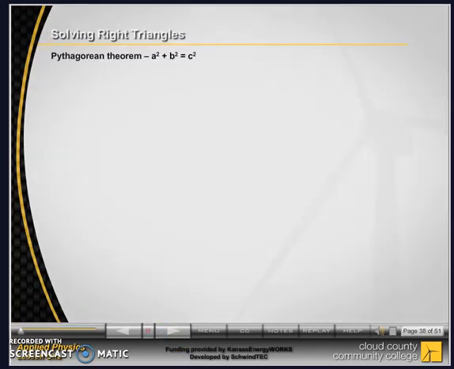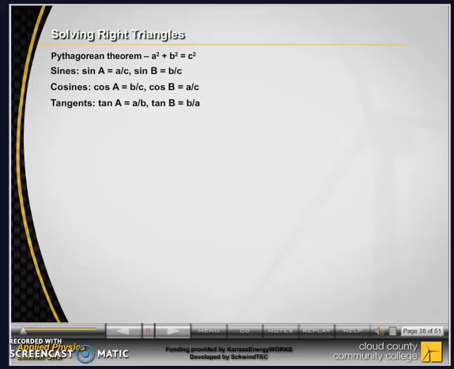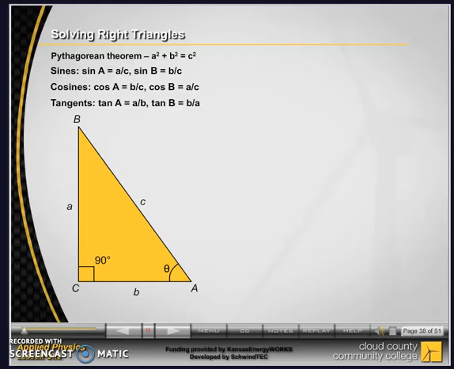We can use the Pythagorean theorem and properties of sines, cosines, and tangents to solve the triangle, that is, to find unknown parts in terms of known parts. Let's look at some cases where we don't know all the sides. Suppose we don't know the hypotenuse, but we do know the other two sides. The Pythagorean theorem will give us the hypotenuse.